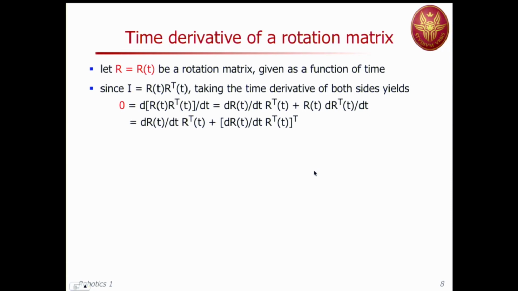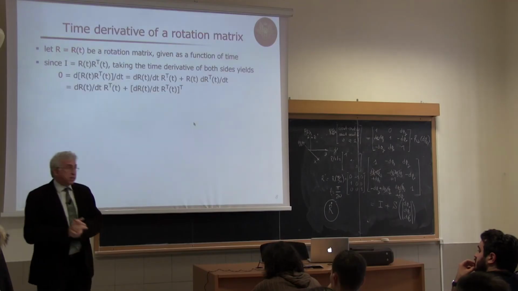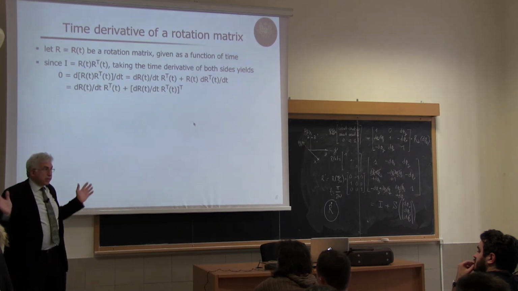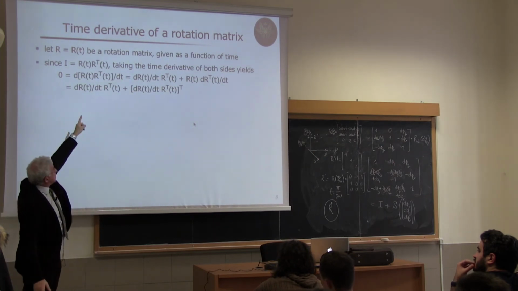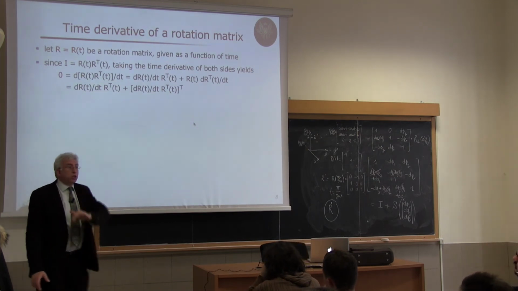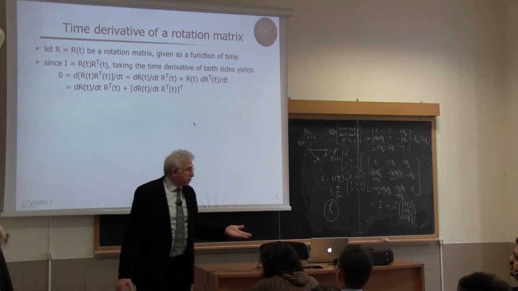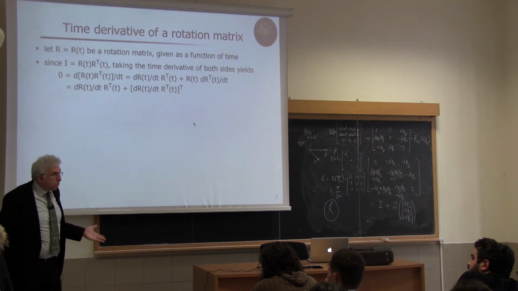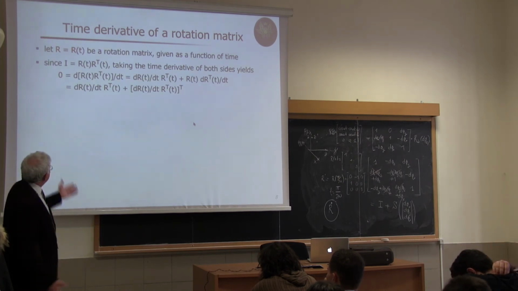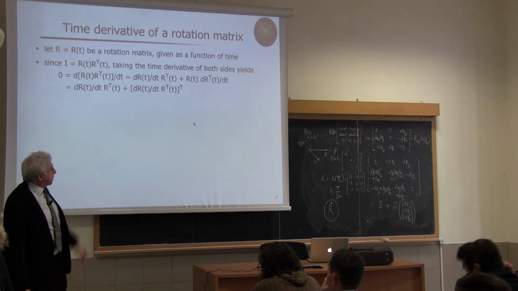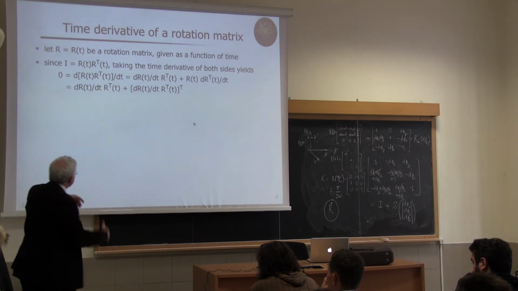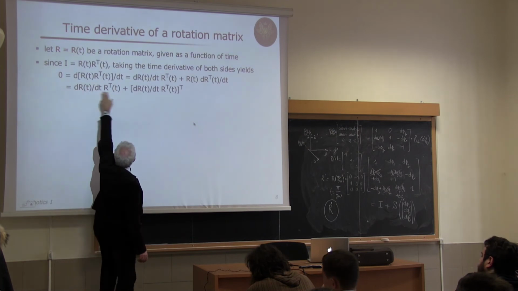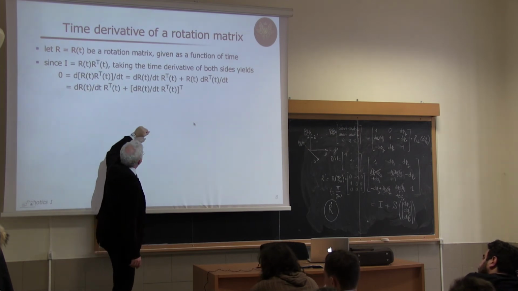I know that the rotation matrix is an orthonormal matrix, so its inverse is R transpose. So when I do R times R transpose, at any time, I will get the identity. So if I have this relation which always holds, I take the time derivative of both sides. The time derivative of the identity is 0, it doesn't change. And then I take the time derivative of the product R R transpose. So I'm going very slow.